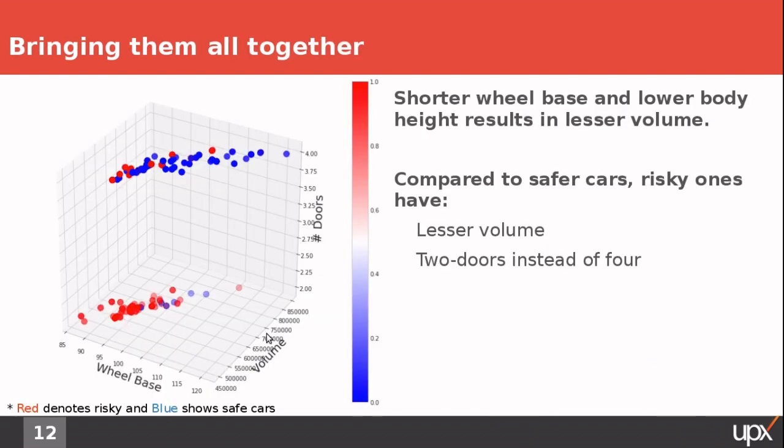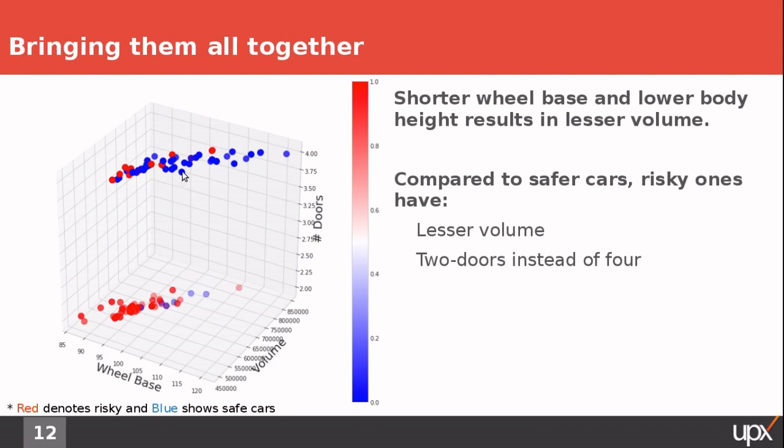Now, if we bring all these variables together, this is how the graph looks, and this is a 3D graph. The first level is for two-door cars, and the top level is for four-door cars. So the y-axis has got the number of doors in it, 2 and 4, and you can see that on the two-door level, the red dots are more, which indicates more risky vehicles belong to the two-door category. Lesser wheelbase, lesser volume, and as the volume increases, there tend to be more blue dots in it.